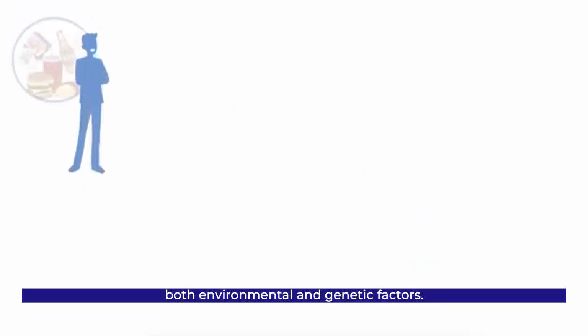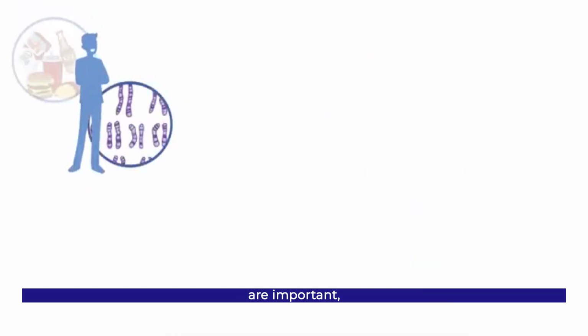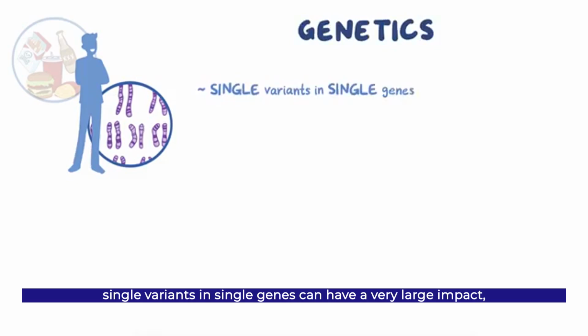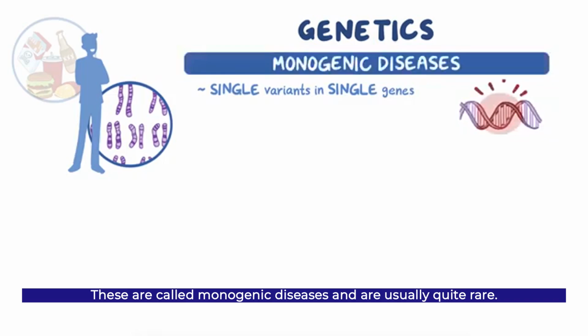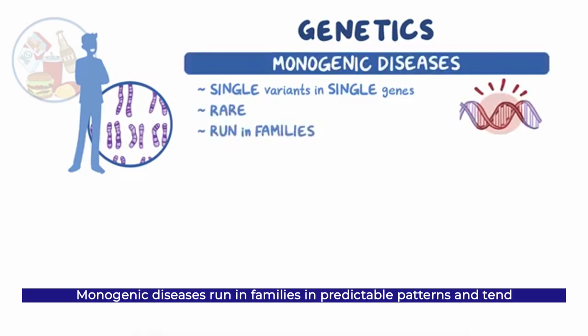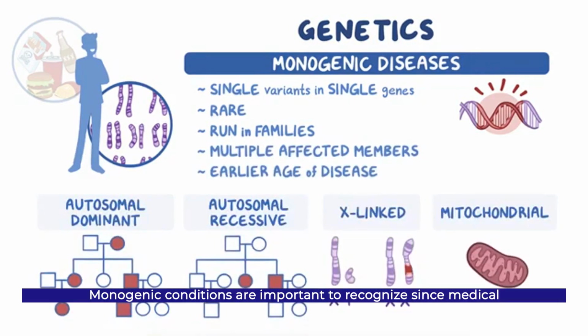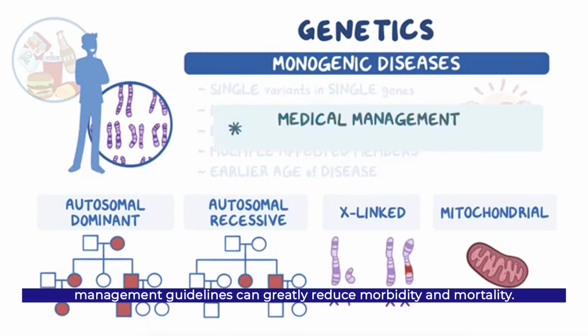In human disease, both environmental and genetic factors are important, and there are two general ways genetics can play a role. For some diseases, single variants in single genes can have a very large impact, meaning they can actually cause a disease all on their own. These are called monogenic diseases and are usually quite rare. Monogenic diseases run in families in predictable patterns and tend to have multiple affected members and earlier age of disease. Monogenic conditions are important to recognize since medical management guidelines can greatly reduce morbidity and mortality.